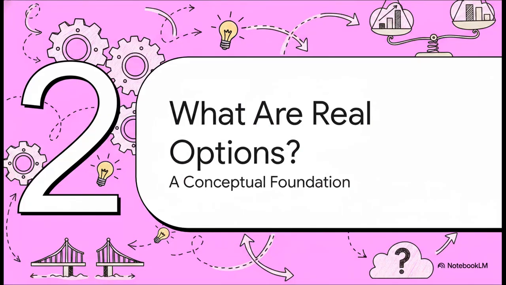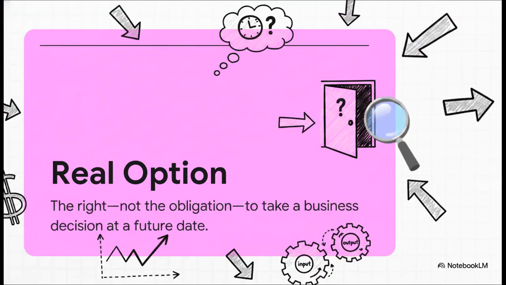Which brings us perfectly to our second section. What exactly are real options? Let's lay down a conceptual foundation. So let's formally introduce the hero of our story. If we know the traditional DCF falls short, what exactly is the mechanism we use to fix it? Well, it's the real option.